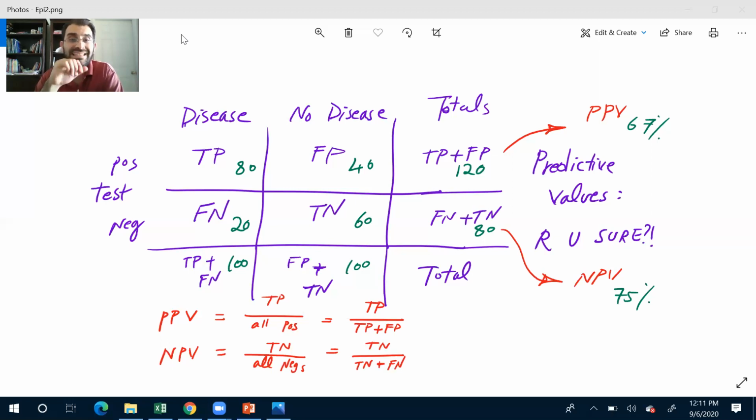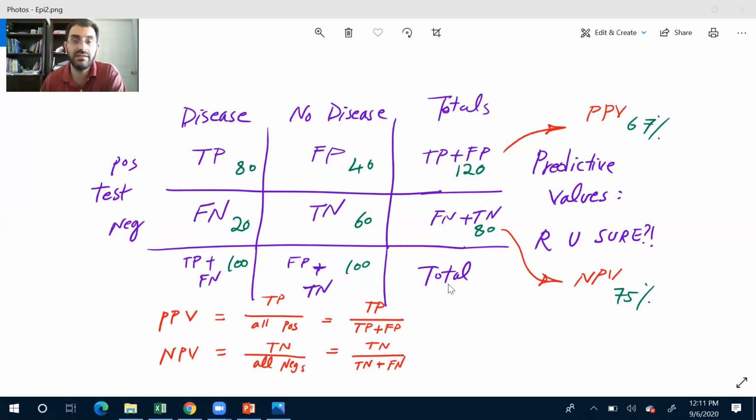Interesting. The same 2x2 table. Test positive, test negative, disease here and no disease here. And the totals, the same table. 80 and 40, 20 and 60, 120, 80 and 100, 100. It's 120, 80, 200, 100 and 100, 200. So it seems my table is okay.